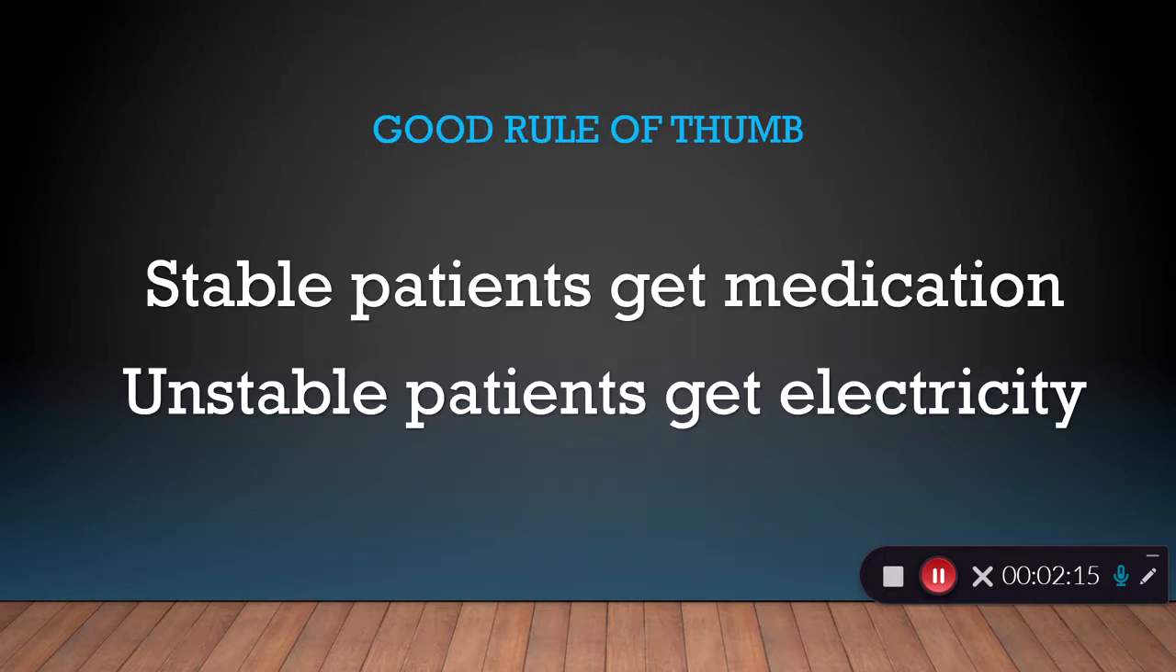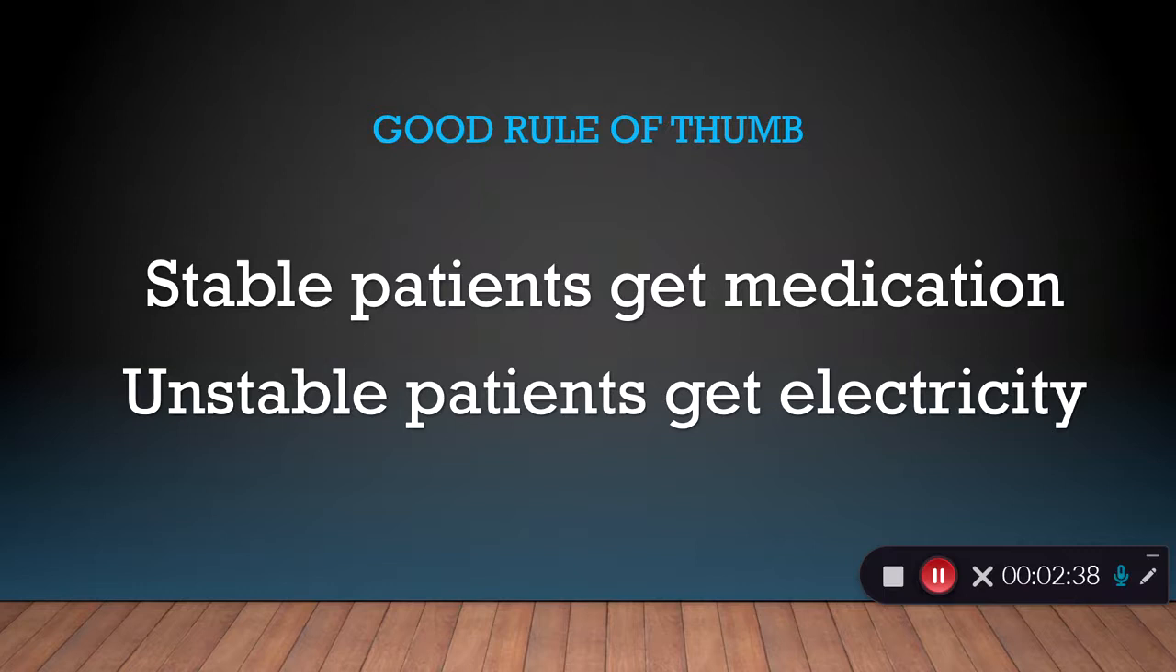Okay, so once we've determined are they stable or unstable, we've got a rule. Stable patients generally get medicine. Unstable patients generally get electricity. We'll talk about why. So it's real easy. Well, we'll just talk about it now, okay? If I've got an unstable patient, time is of the essence, okay?